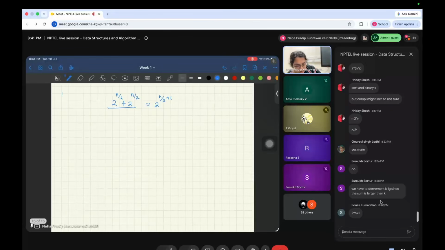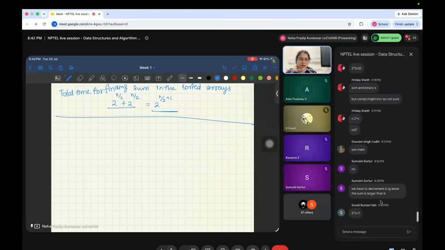So total time for finding the sum in the sorted array. So this is the total time for finding the sum. Okay, so what is the total amount of time that we spent?